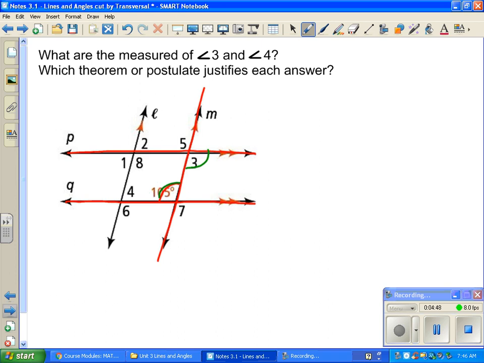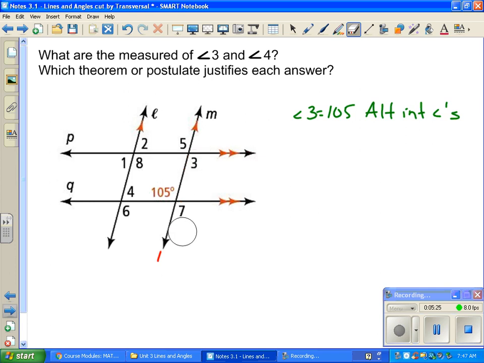So angle 3 will be 105 because it's an alternate interior angle pair to the angle 105. So that is how you can get that measurement. Now it says get angle 4. So in order to get angle 4, I might want to look at a different pair of lines. So let me erase all of this and try to find what angle 4 touches that the 105 touches.